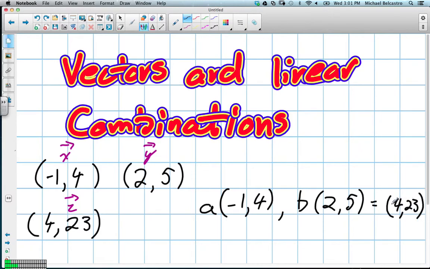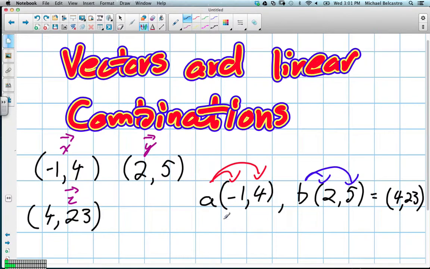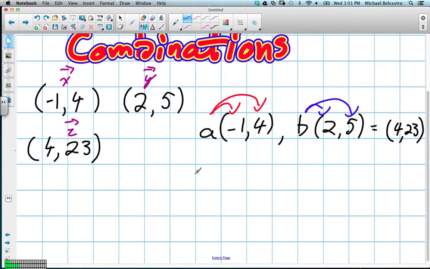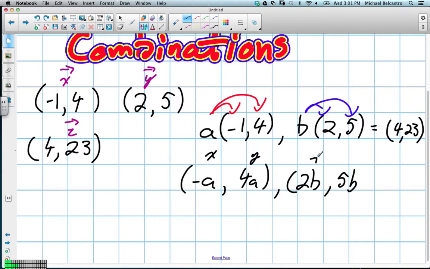Okay? So what we'll do is we'll use the distributive property. We'll multiply our A in, and we'll multiply our B value in to find out what scalar multiples will work for this. When we do that, we're going to have negative A and 4A. This is an x and a y. And we're going to have 2B and 5B. Those are like our x and y coordinates, and they are going to be equal to 4 and 23. So really, our like terms here, these are our x values, the scalar multiples we're going to use to create our 4, and these are our y values.